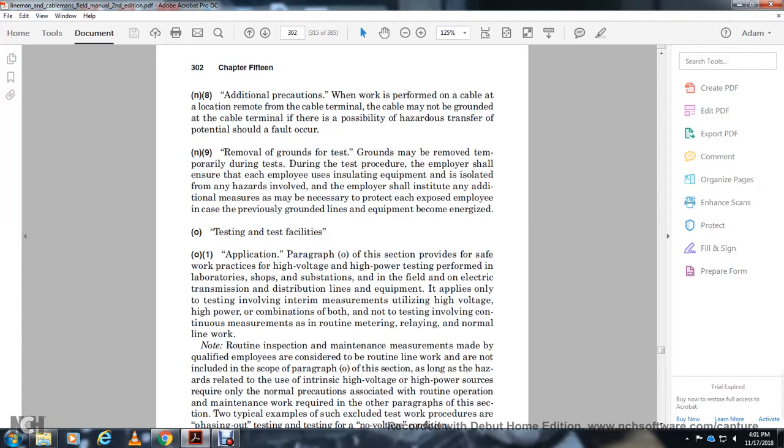The employer shall ensure that each employee is isolated from any hazard involved, and shall institute additional measures as necessary to protect each exposed employee in case the previously grounded lines or equipment become energized.